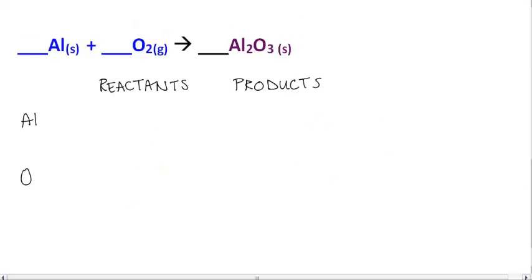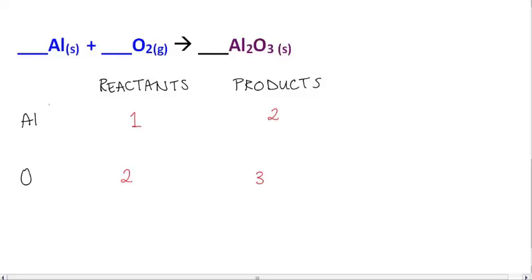Alright, so one more example. This is a reaction between aluminum metal, which is solid, and oxygen gas, producing a solid compound called aluminum oxide. So this one may seem a little simpler, in part because it only has 2 elements, aluminum and oxygen. So I'm going to count up. 1 aluminum in the reactants, 2 in the products, 2 oxygens in the reactants, 3 in the products.